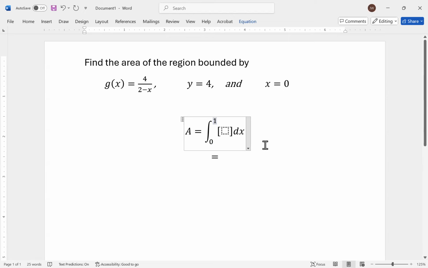So, but you could have also found the points of intersection by setting these two equal. Set 4 over 2 minus x equal to 4, and then you could solve and get 0 and 1 as your two points. Then you could set x equals 0, obviously, as the left-hand part of that region. So from 0 to 1, if I set y equals 4 equal to 4 over 2 minus x.